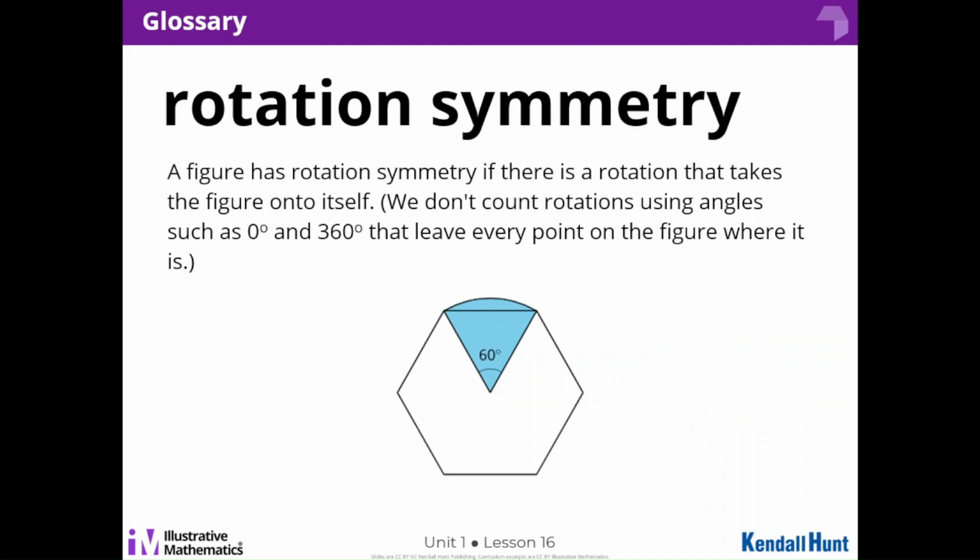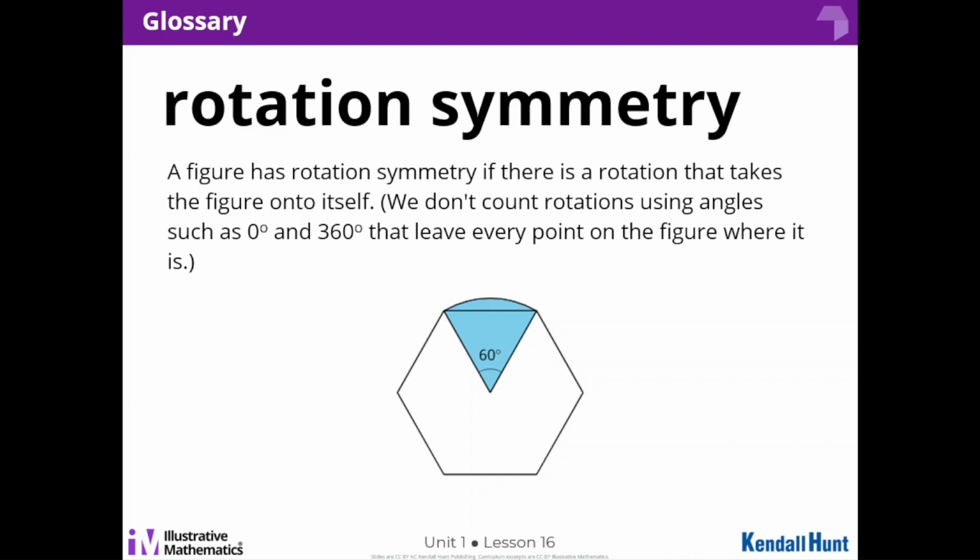The new glossary term we have here is rotation symmetry. A figure has rotation symmetry if there is a rotation that takes the figure onto itself. We don't count rotations using angles such as 0 degrees and 360 degrees that leave every point on the figure where it was. So down at the bottom, we have a sample of a hexagon.